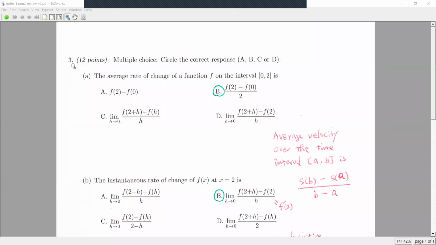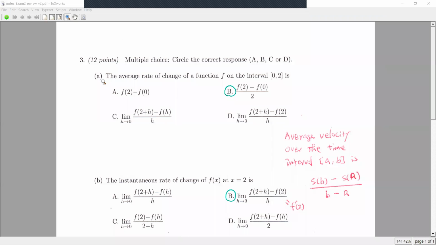Problem number 3. This problem is also from exam number 1, spring 19, and also belongs to section 3.1. Multiple choice. Circle the correct response. Part A. The average rate of change of a function f on the interval from 0 to 2 is B.